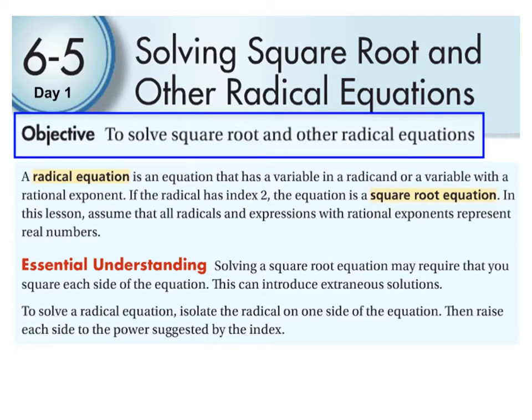Hello and welcome to another math video. Today we're going to be taking a look at solving square root and other radical equations.